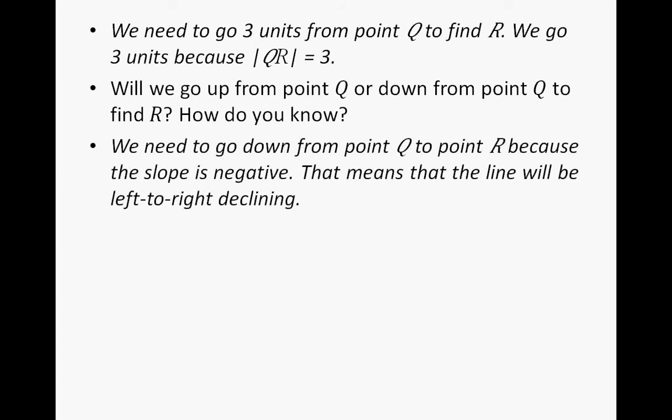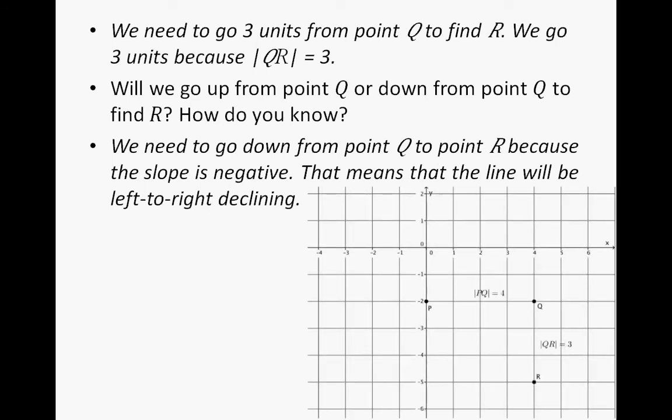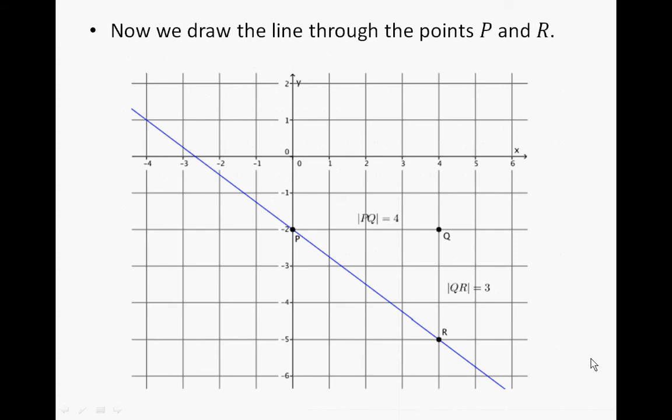Well, in this case, we need to go down from point Q to point R because the slope is negative. That means that the line will be left to right declining. So instead of going up, we are going down. The reason why we didn't say -3 is because when we talk about distance, distance is always positive. But notice that the second question we asked is, are we going up or down? So the distance is still positive, it's just the direction we are going is going to be down. So now we draw the line through points P and R, and we get our left to right declining line.